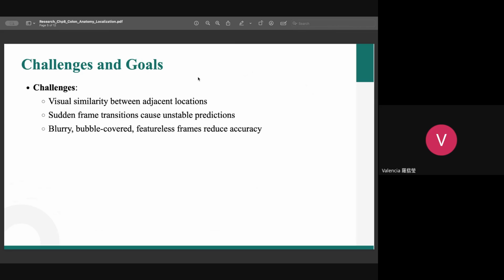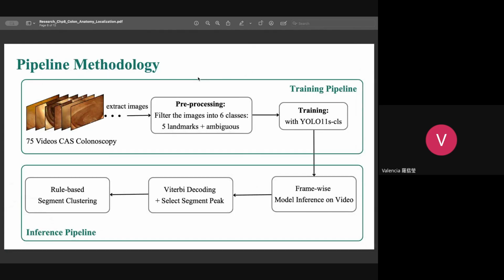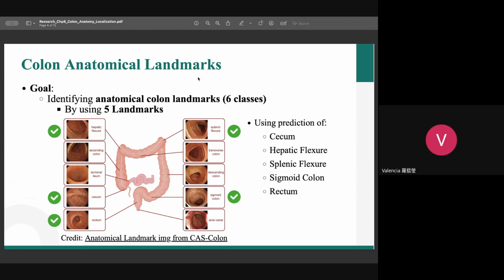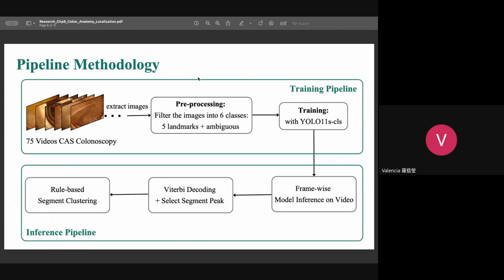So that's why, for the pipeline methodology here, I use around 75 videos from a colonoscopy test dataset for training and extract the images. The pre-processing needs to filter the images using quality filtering. This filters the images into 6 classes, which are the 5 landmarks I mentioned, the cecum, hepatic, splenic, sigmoid, and rectum, and another class, ambiguous.